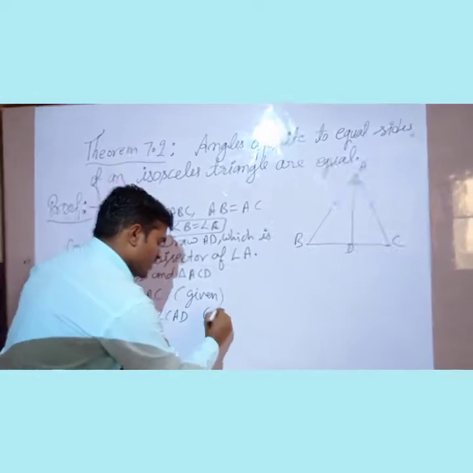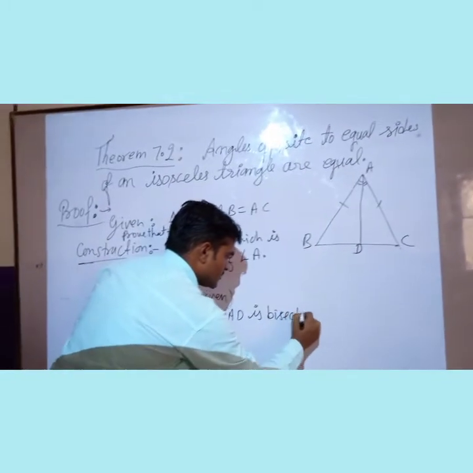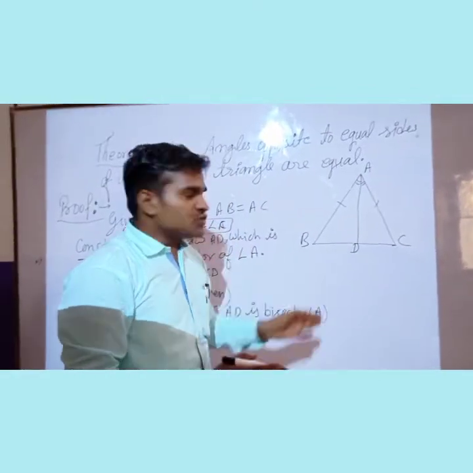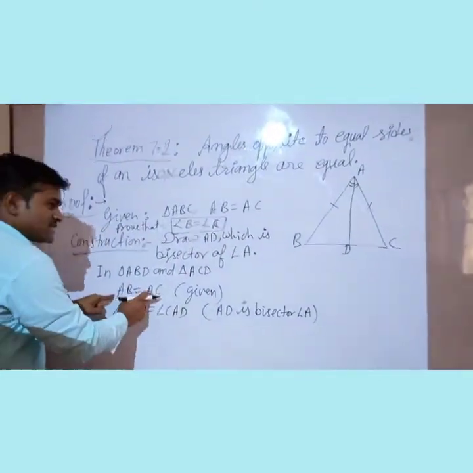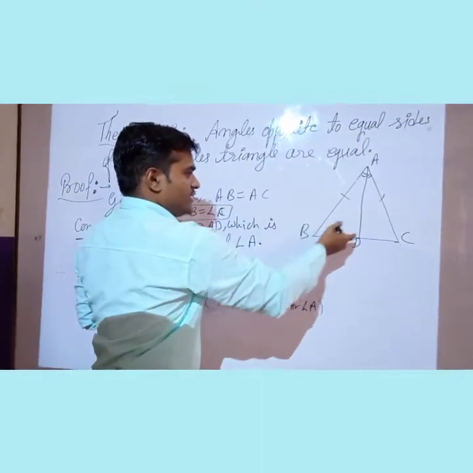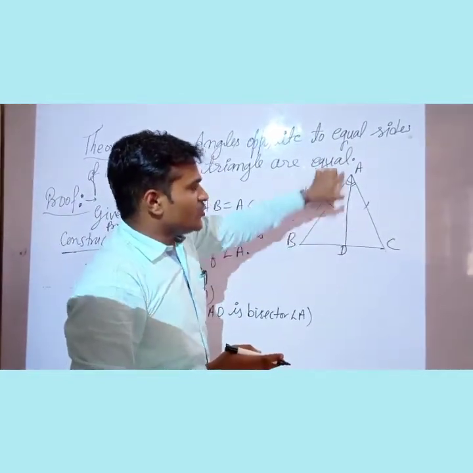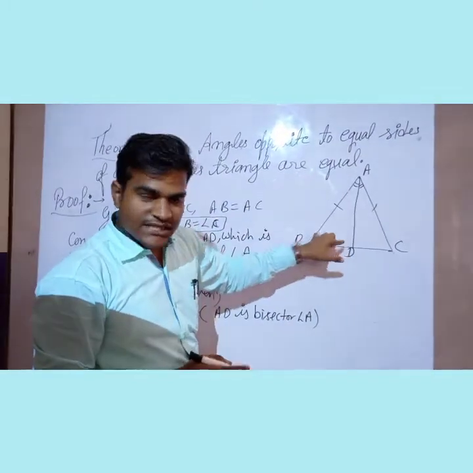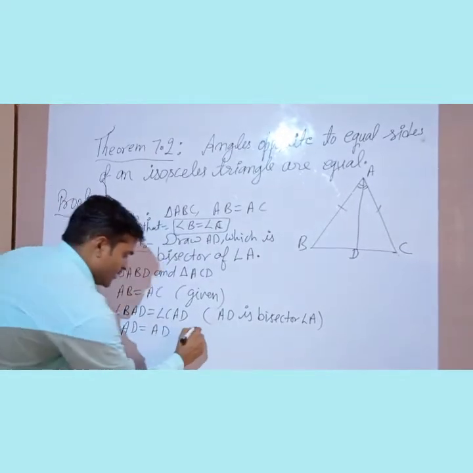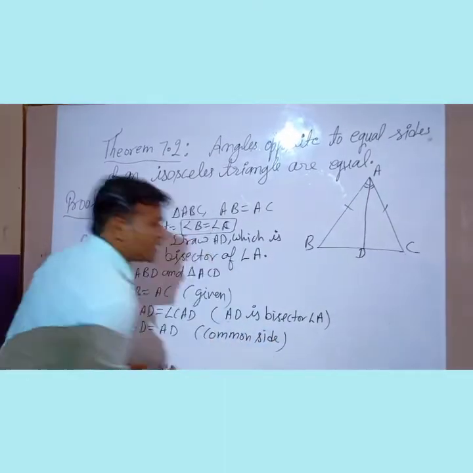How? Since AD is the bisector of angle A, which we have constructed, you have to write that. Now children, we have AB equal to AC, which means one side and one angle are equal. In triangles ABD and ACD, AD is a side which is common in both triangles. So we will write AD is equal to AD, and in brackets we will write common side.